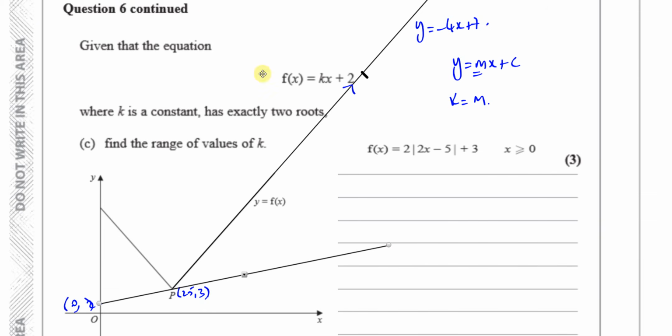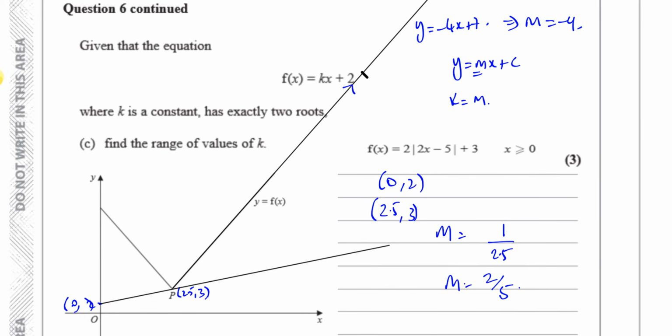So the gradient between the points (0, 2) and (2.5, 3). The gradient is going to be 3 minus 2, which is 1, over 2.5 minus 0, which is 2.5. So that's going to be 1 over 5 over 2, which is 2/5. So this gradient is 2/5. And the gradient of this line here, we can say, is minus 4.